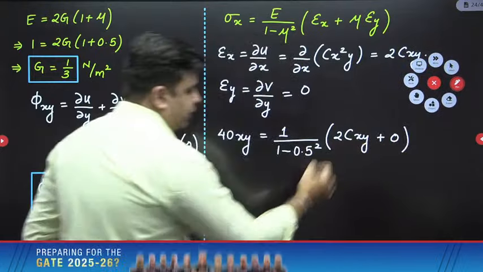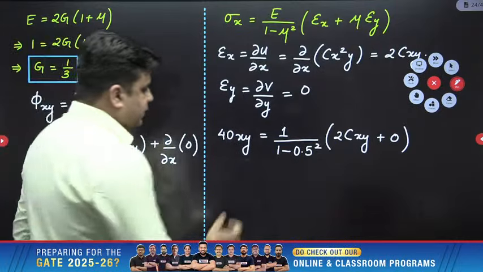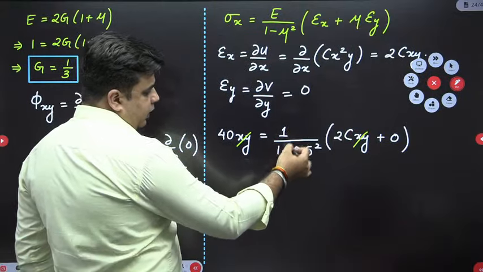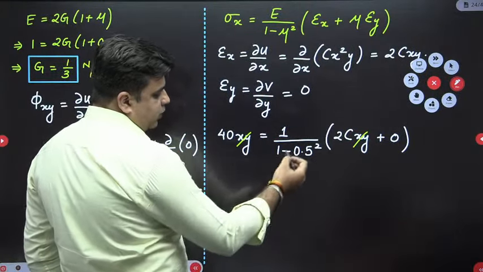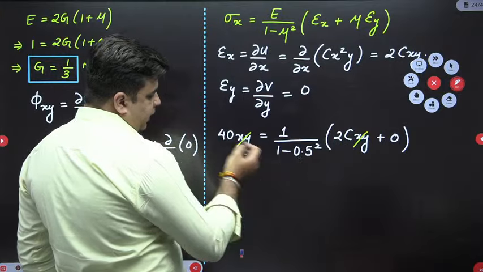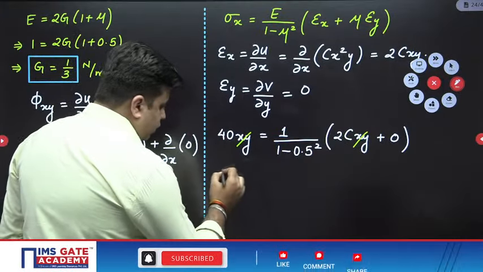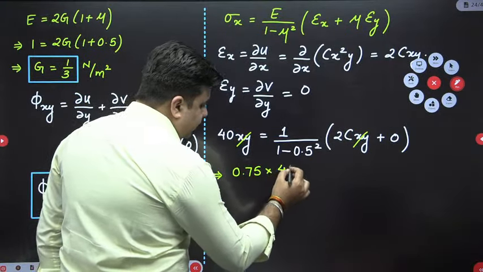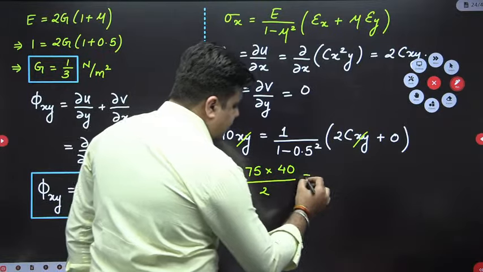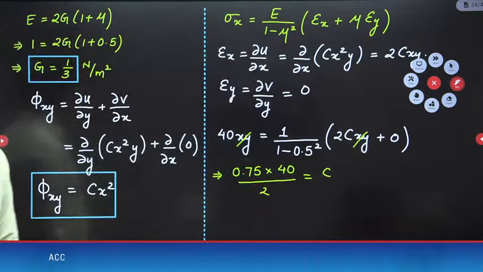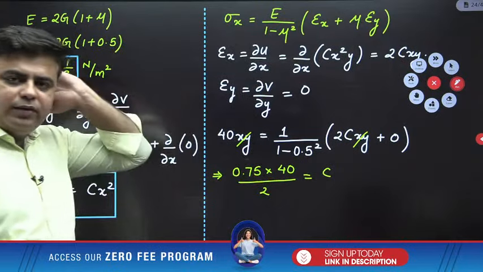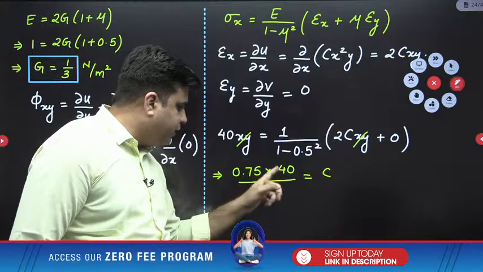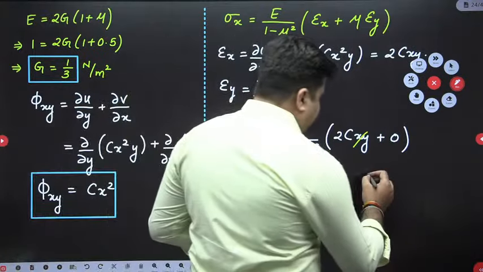Get me the value of C from here. So you can see this xy and this xy are going to cancel out. Then you have 1 upon 1 minus 0.25, so this will be 0.75. So 0.75 into 40 divided by 2 will be the value of C. Please tell me this value of C. What will be the value of C here? This will be 3 by 4 into 40, which is 30, by 2 will be 15. So the value of C is coming out as 15.